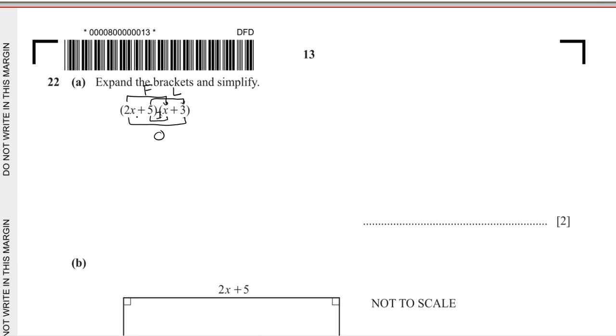First we have 2x times x is 2x squared, plus 5 times x is 5x, plus inner, and then we times 2x times 3, that's going to be 6x, and then plus 5 times 3 equals 15. So our answer should be 2x squared plus 11x plus 15.